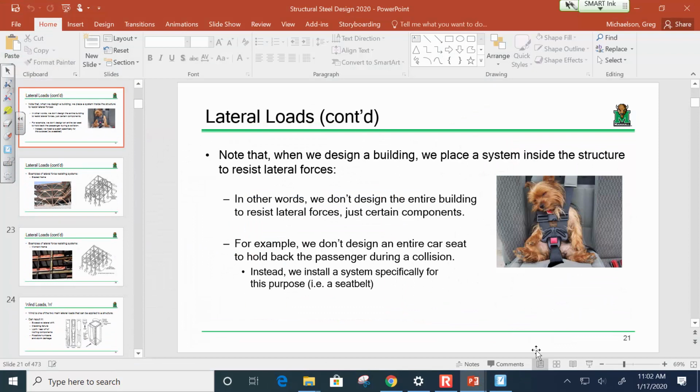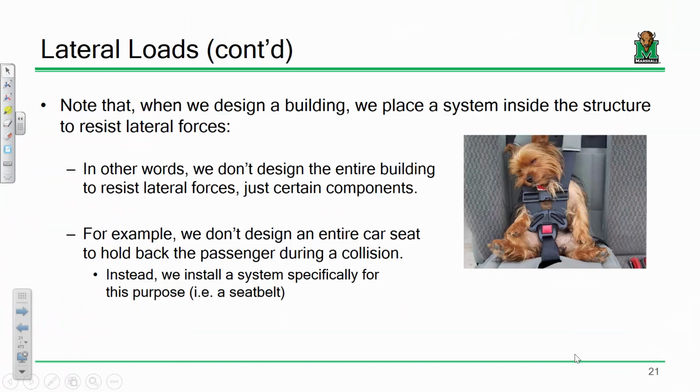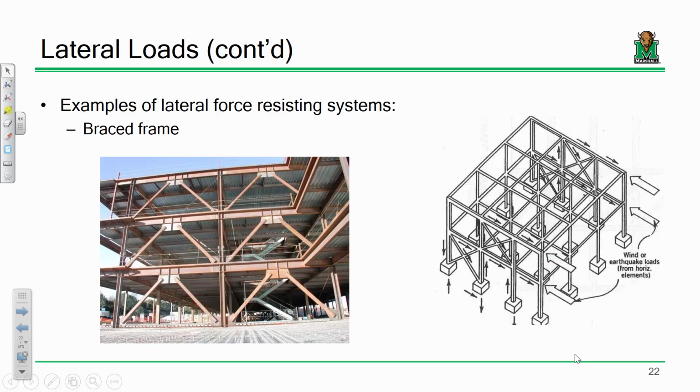Let's go back a bit. I wanted to pull a picture of the dog again. So we have lateral loads that we've been talking about, and there's really 2 primary force effects that we have to deal with, and that's wind and seismicity. We don't design the entire building to hold the structure back. We only design a certain component of it. For instance, if we're talking about a car accident, we don't design the entire car to hold you back. We put a seat belt in the car to hold you back, a certain system.